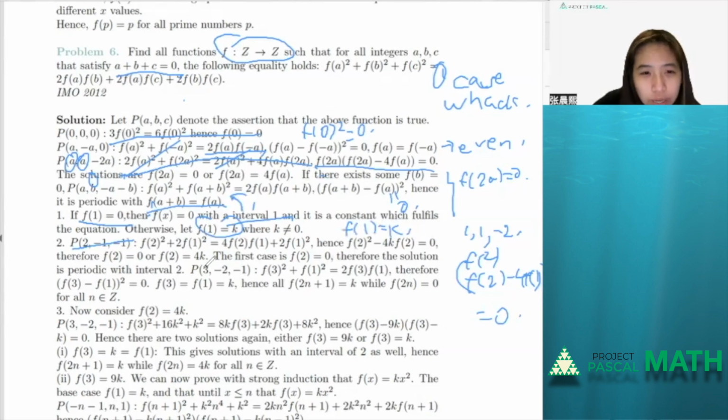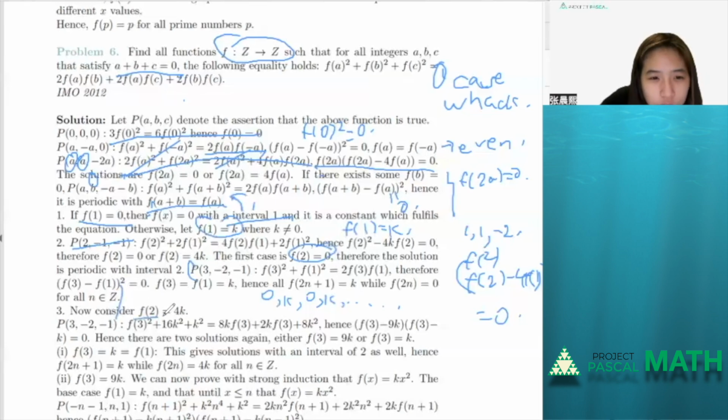So f(2) squared minus 4k f(2) equals 0. So either f(2) equals 0 or f(2) equals 4k. But if f(2) equals 0, then the interval is equal to 2. And so you do some checking, essentially like whacking or something. And then you get that this equation here is equal to 0, k, 0, k, and so on. And that's when f(2) is equal to 0.